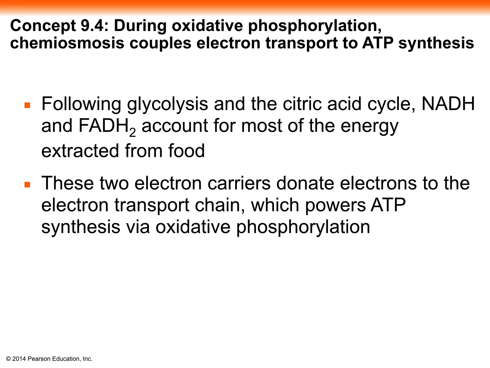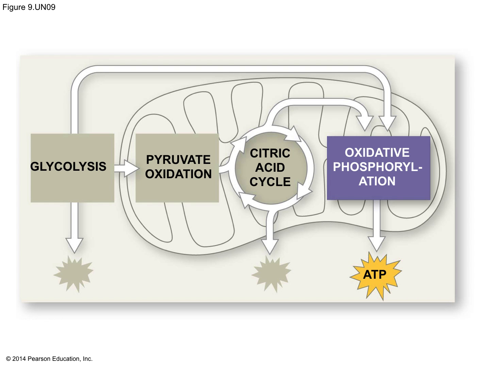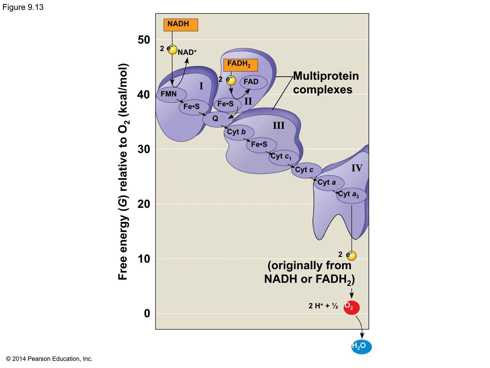Following glycolysis and the citric acid cycle, NADH and FADH2 account for most of the energy extracted from food. These two electron carriers donate electrons to the electron transport chain now, which powers ATP synthesis through oxidative phosphorylation. Now we've gone through glycolysis, pyruvate oxidation, and the Krebs cycle, not yielding all that much ATP, but we're making a whole bunch of NADHs and FADH2, and finally all these products are dumped into oxidative phosphorylation to make a whole bunch of ATP.